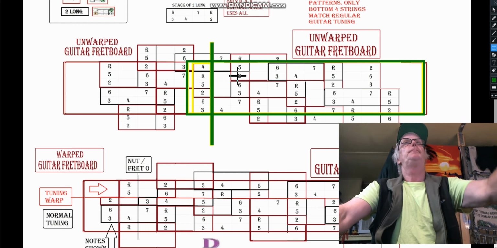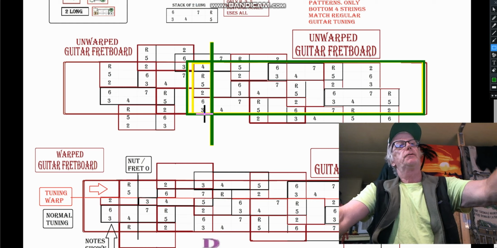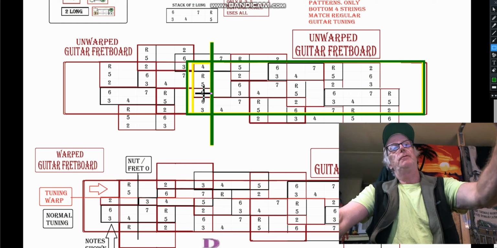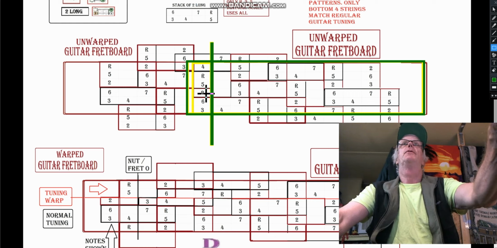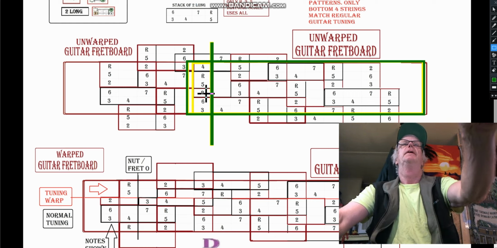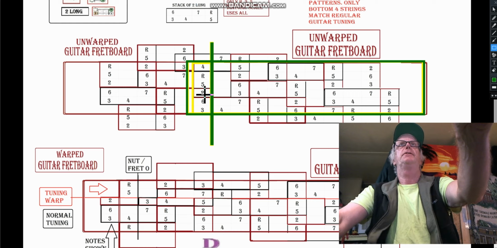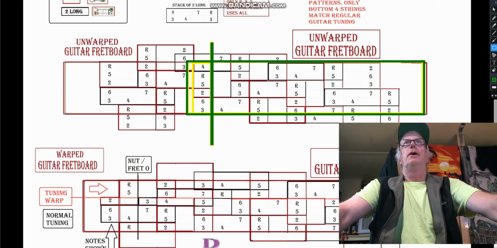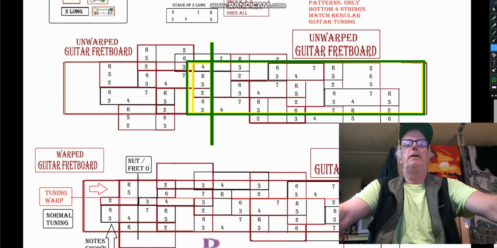And as you know, 3 to 6, 3, 4, 5, 6 is a perfect fourth. 6 to 2, 6, 7, root 2 is a perfect fourth. Key of C here. 2 to 5 in the key of C is D, the D string now. Okay, we're talking about perfect fourth tuned fretboard here, unwarped.